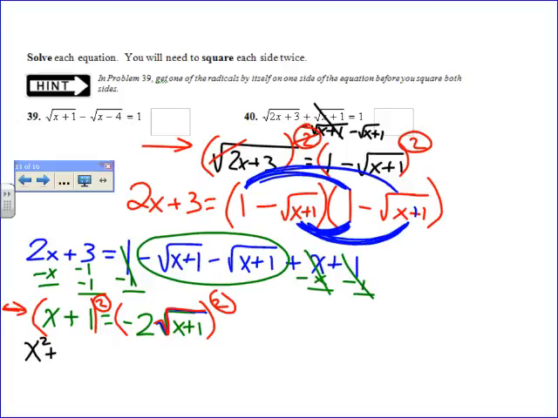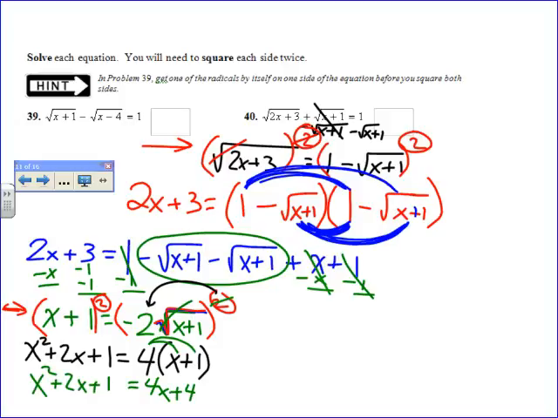So on the left-hand side, you're going to FOIL that again. Once you FOIL, you end up with this. On the right-hand side, you're going to square the negative 2, which gives me a positive 4, because negative 2 times a negative 2 is positive 4, followed by simply what's inside the radicand, because the square root cancels with the square. Distribute the 4. You get 4x plus 4 equals x squared plus 2x plus 1. Where do I go from here?